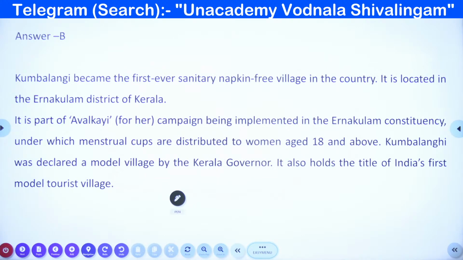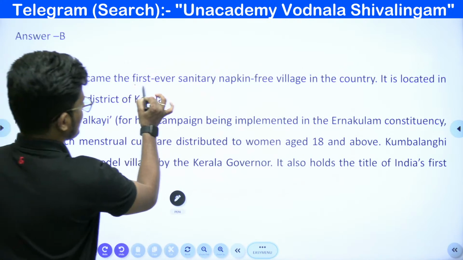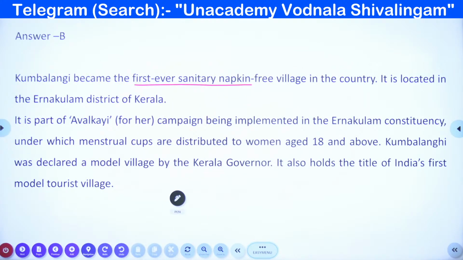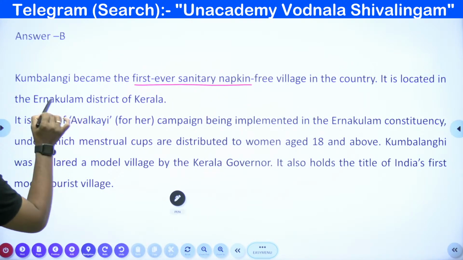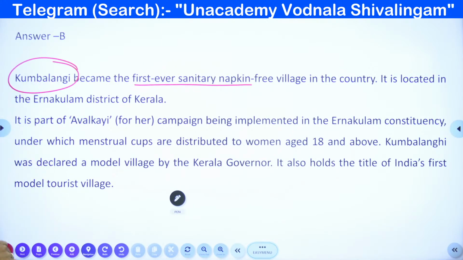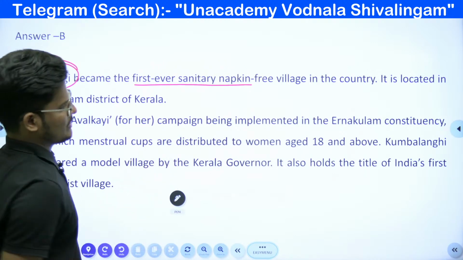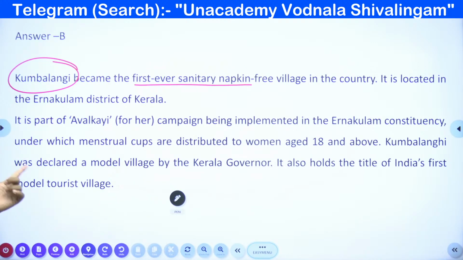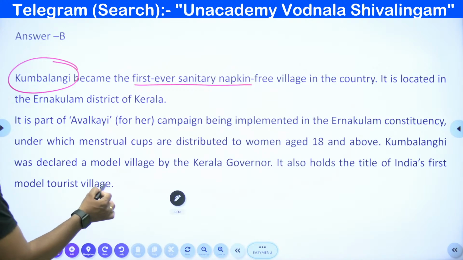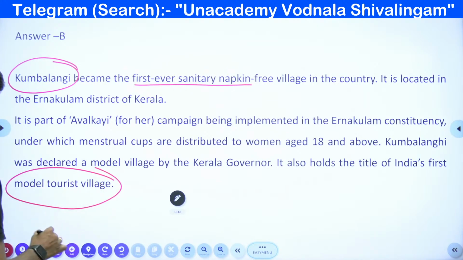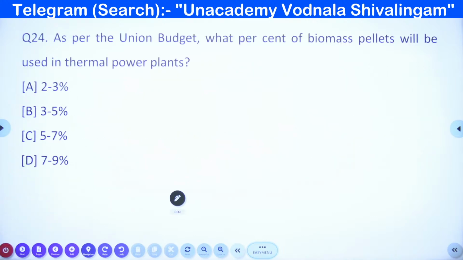Kerala is famous for many new things. The first ever sanitary napkin free village in the country is in Ernakulam district of Kerala, Khumbalangi. It is part of the Aval KE for Her campaign being implemented by the Ernakulam constituency, under which menstrual cups are distributed to women aged 18 and above. Khumbalangi is declared as a model village by the Kerala governor itself. It also holds the title of India's first model tourist village.